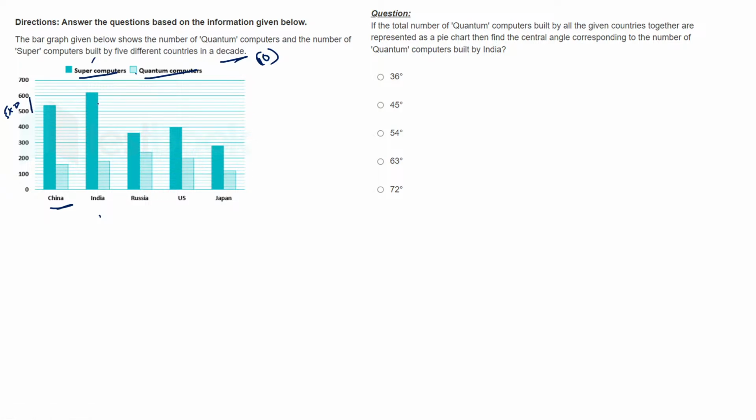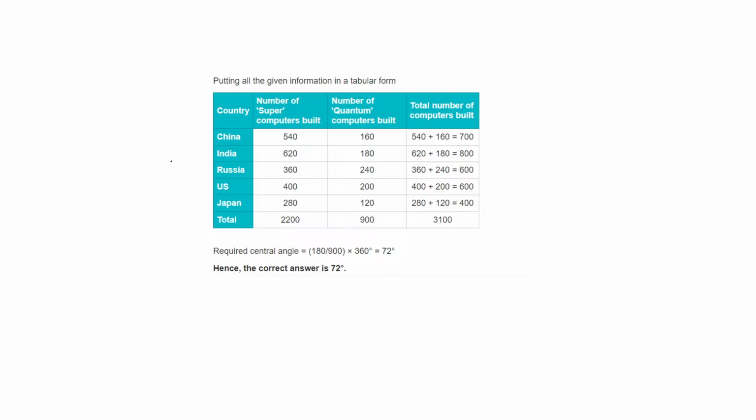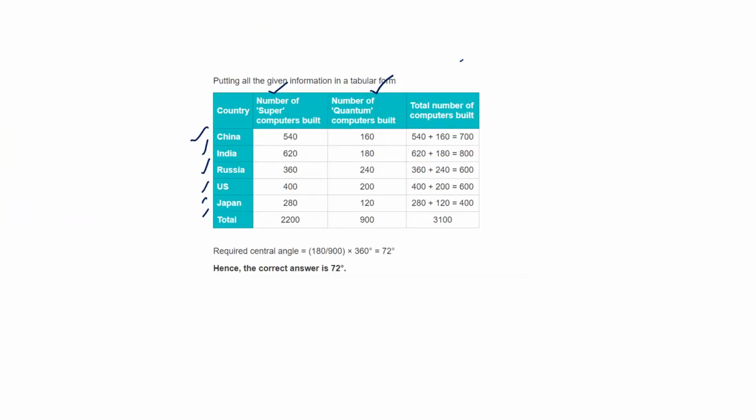Now, if you want to summarize this data, you can also write it like this. See, we're having 5 different countries, and in that we know the number of supercomputers built and the number of quantum computers built. So whatever data was given here in terms of a bar graph, the same data I have represented here using a table. The way of representing is going to change, but the data is always going to be the same in both cases.